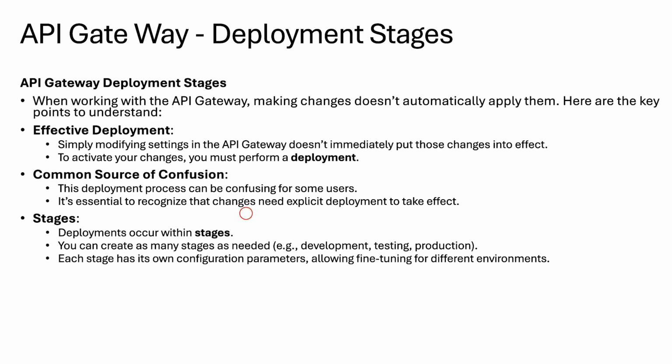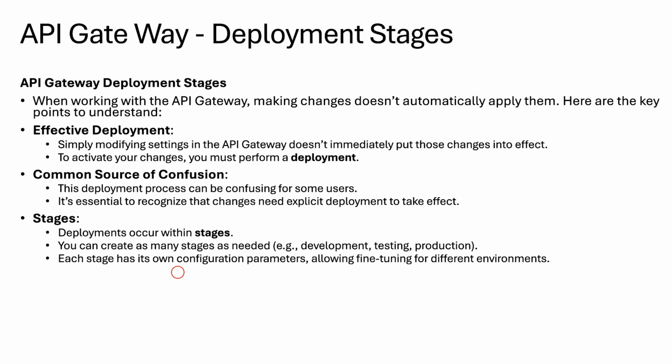In API Gateway, deployment occurs in stages. You can create as many stages as needed. For example, you can create a development stage, testing stage, and production stage. Each stage gives you different endpoints, and by using these endpoints you can connect to the backend service. One more important point is that each stage has its own configuration parameters.